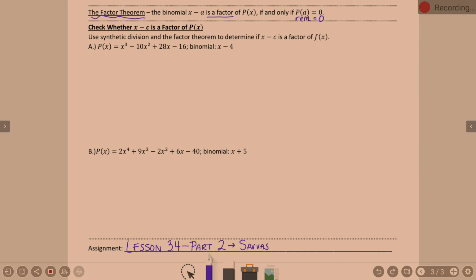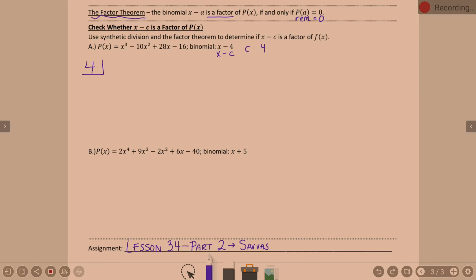But here's the deal. If they ask you to write your answer in factored form, you're already going to have what you need if you use synthetic division. Okay? So, synthetic division. What goes in my box? 4, because this is in the form x minus 4, isn't it? So when they give you that form, this is x minus c, isn't it? So c equals 4.